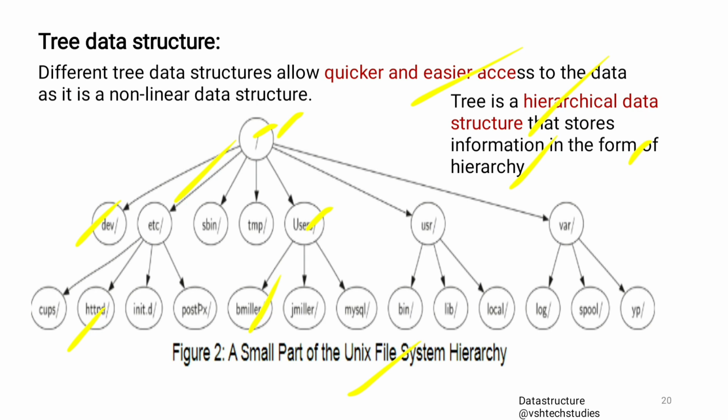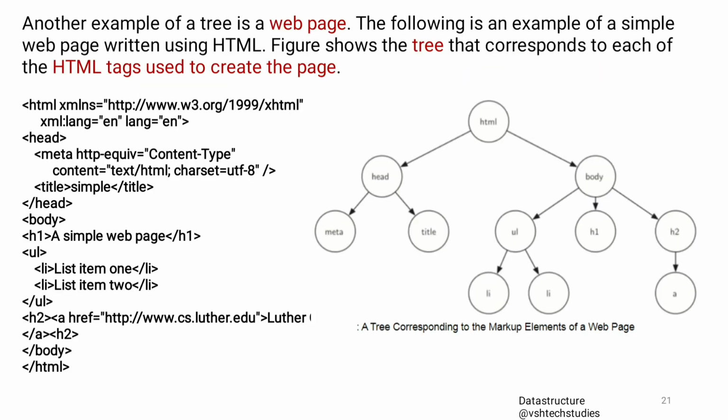This is not a sequential kind of data structure. So this belongs to nonlinear data structure. Okay. So apart from Unix file system, which is an example for tree kind of data structure, another one is web page. So this is the code for web page.